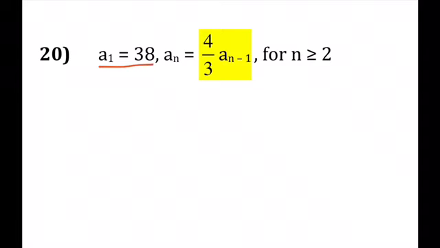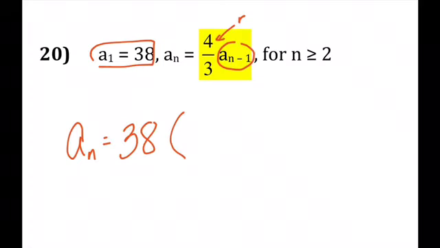Okay, number 20. Okay, we've got our a sub 1. I can look at my equation and see that I'm taking a sub n minus 1 and I'm multiplying by 4/3, so that's my r. So looking at my formula up above, I'm going to write a sub n is equal to a sub 1 times r to the n minus 1 power. Okay, try number 21.